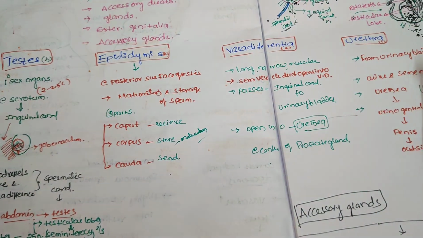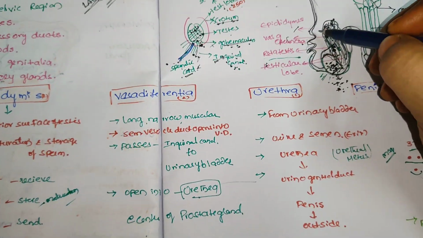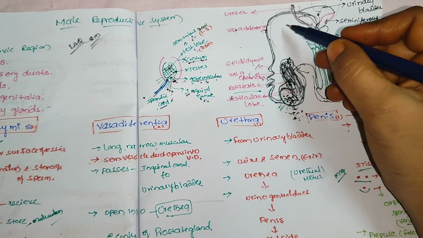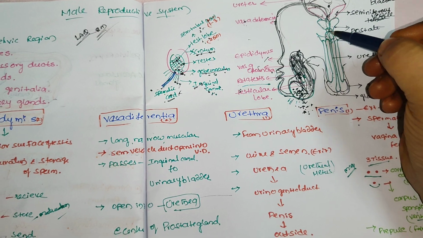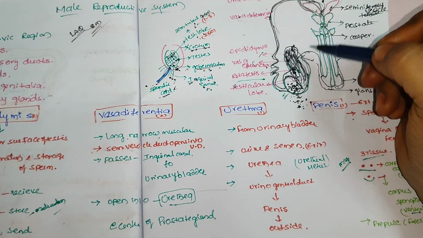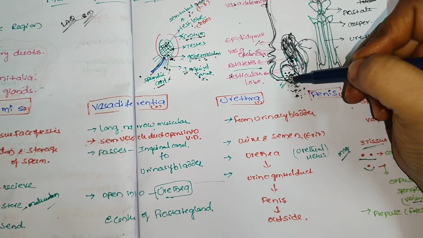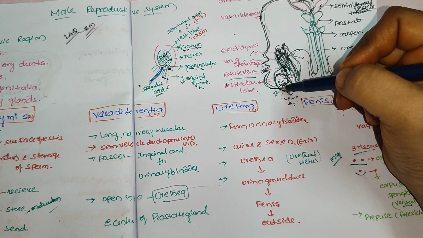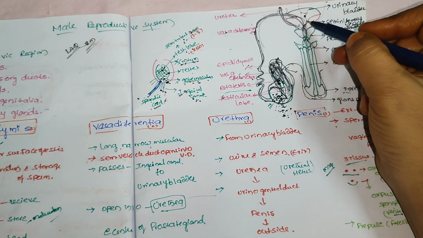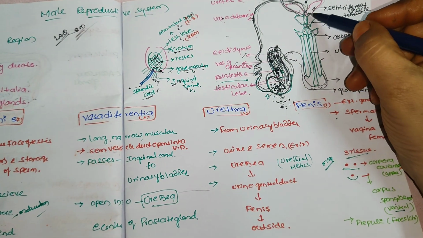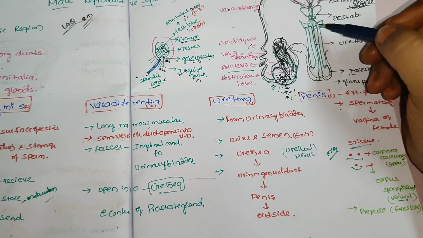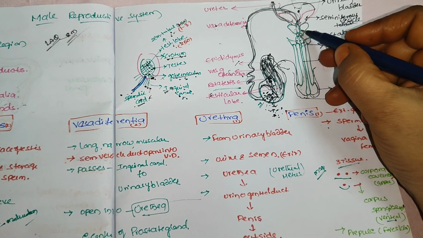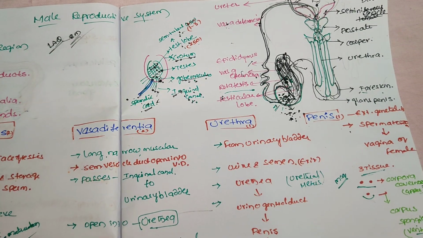So that is the epididymis. Then the vasa deferentia. The vas deferens is a long, narrow, muscular tube-like structure. It passes through the inguinal canal, which lies between the abdominal wall and scrotum, and goes from the inguinal canal to the urinary bladder. It opens into the urethra and encloses the prostate gland. Here we have the seminal, prostate and Cowper's glands. So that is the vas deferens.